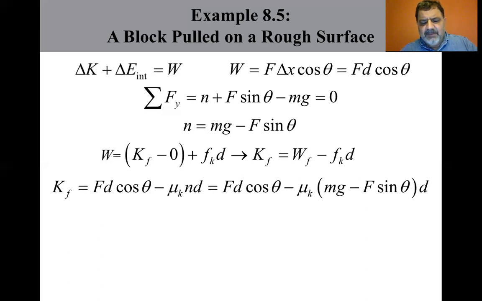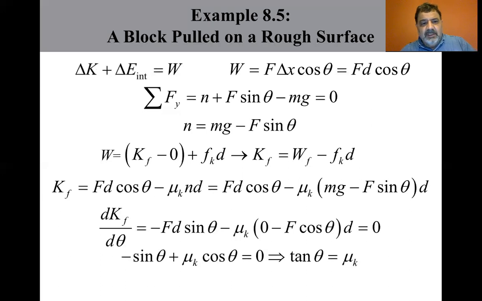Maximizing the speed is equivalent to maximizing the final kinetic energy. Consequently, we differentiate the final kinetic energy with respect to theta and set the result equal to 0. So dK final d theta, get the derivative of it, and if you factor out the F d, you get F d parentheses minus sine theta plus mu k cosine theta. You divide both sides by F d, it disappears because on the other side is 0. So you end up with minus sine theta plus mu sub k cosine theta equals 0.